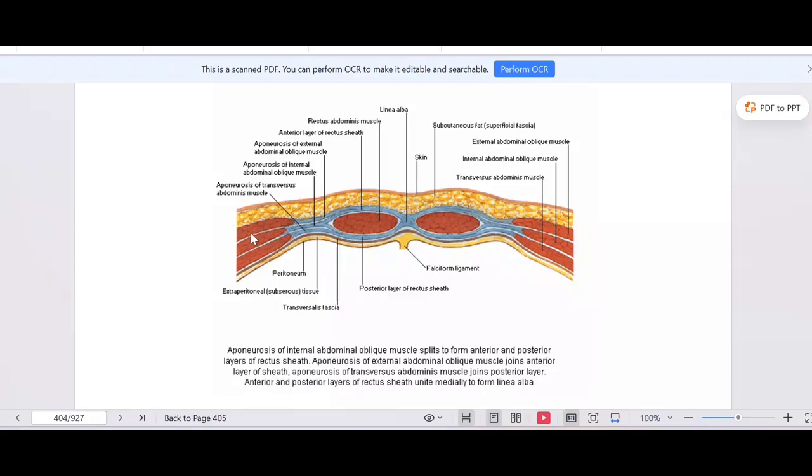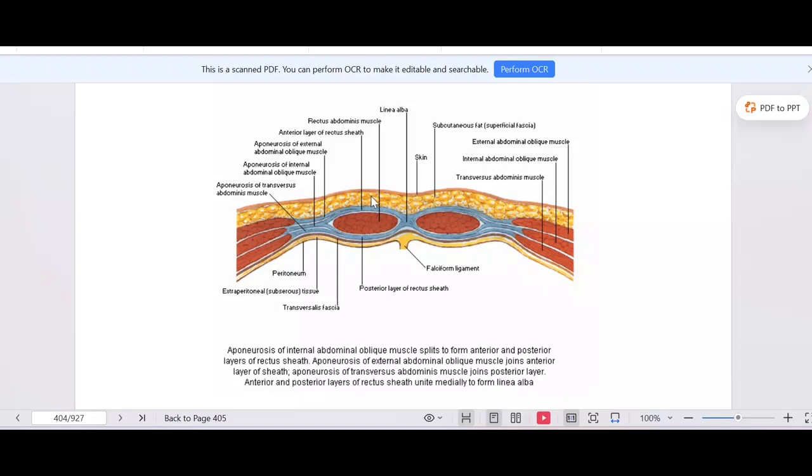But here is a point, that internal oblique aponeurosis, as you can see near the lateral margin of the rectus abdominis, the aponeurosis of the internal oblique is actually dividing, and one layer is going to form the anterior wall of the rectus sheath and the other layer is going to form the posterior wall of the rectus sheath. And then again the transversus abdominis muscle aponeurosis is going to form the posterior wall of the rectus sheath.